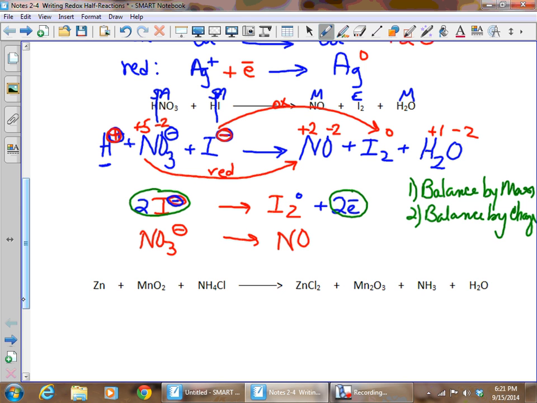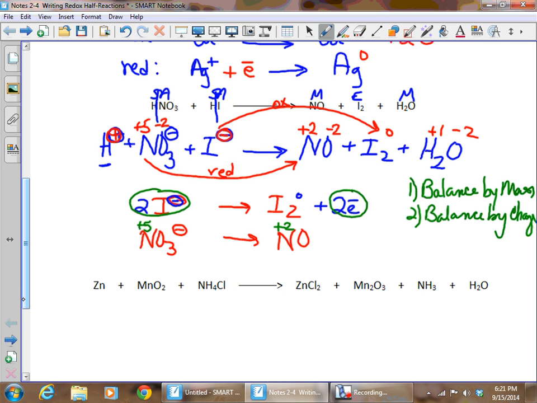Now I'm going to put this in because generally we don't show this. I'm going to do this in green. Remember up above we said that this nitrogen was a +5 and that this nitrogen was a +2. So we need to get those balanced by mass, and they already are. There's one nitrogen on either side, and then by charge. We're going from a +5 to a +2 for the nitrogen. We don't care about overall charge right now.